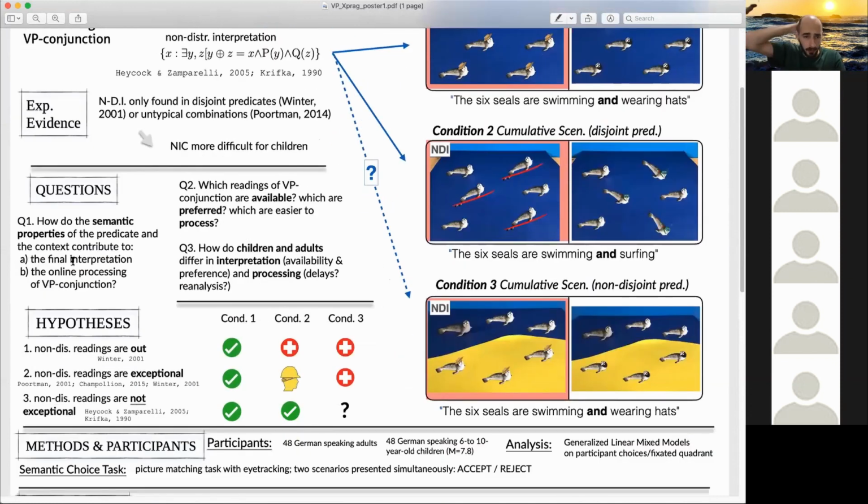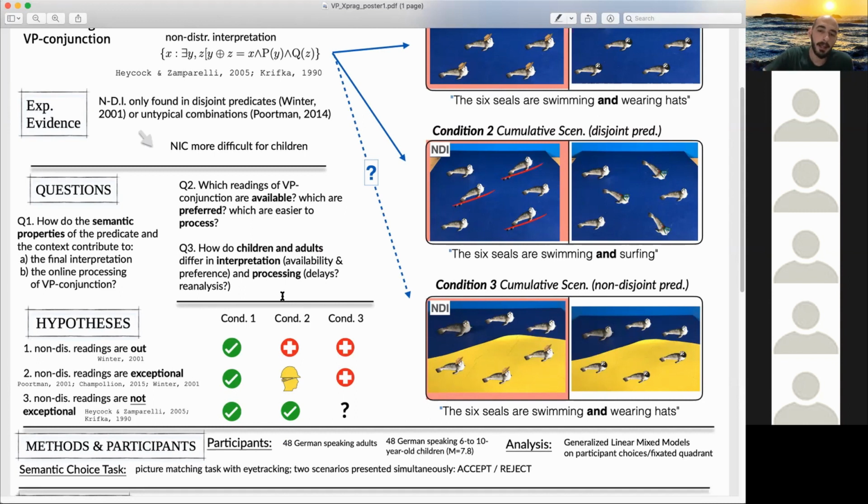So the questions we asked were like, okay, how do the semantic properties of the predicate and the context contribute to the final interpretation and the online processing? Because we did this with eye tracking, like the previous experiments. The second question is, which readings are available and which are preferred and which are easy to process? So exactly the kind of question that we asked for inverse scope. And the third question is, how do children and adults differ in their interpretation and processing?